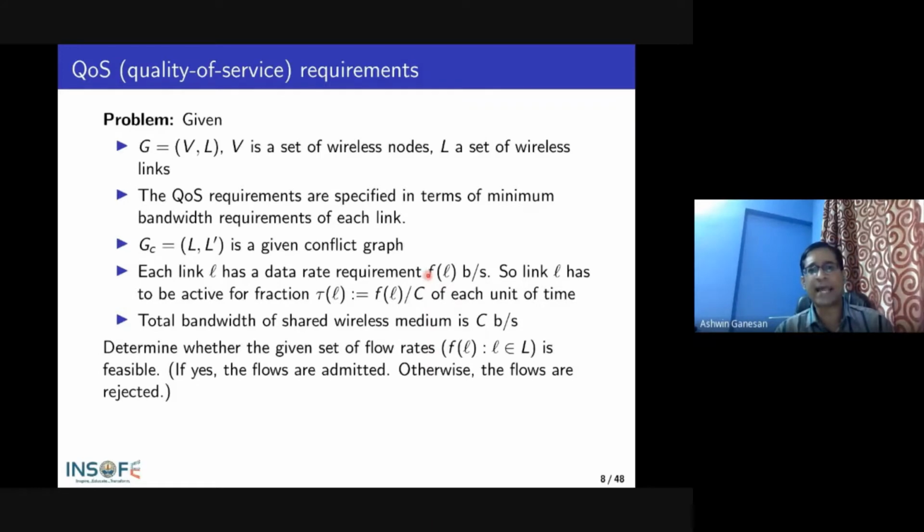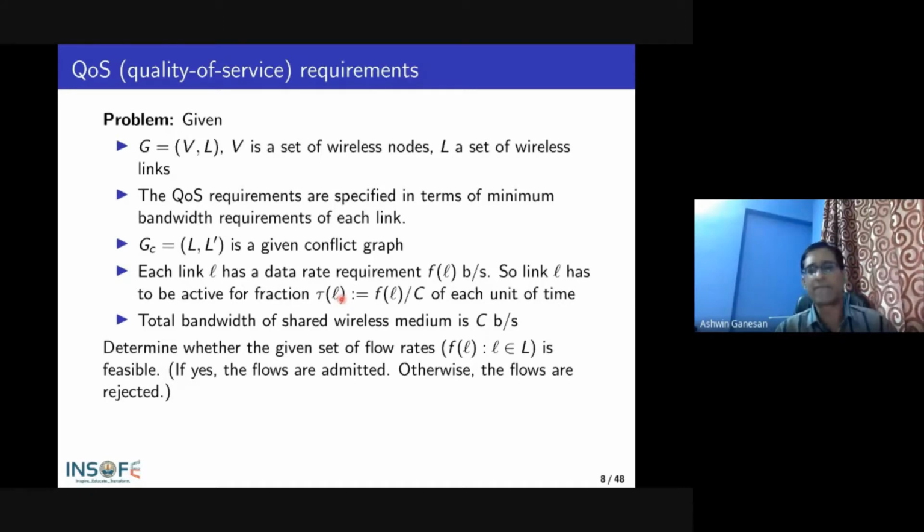So every link has a data rate requirement. And if that link could transmit at full blast, it can transmit at a data rate of C bits per second. That's the total bandwidth of the shared wireless medium. And you're given also the conflict graph, which tells you which pairs of links interfere with each other. So given the network graph G, given the conflict graph GC, and given the data rate requirement for every link, you can convert the data rate requirement to the fraction tau of L of every unit of time that the link L wants to be active.